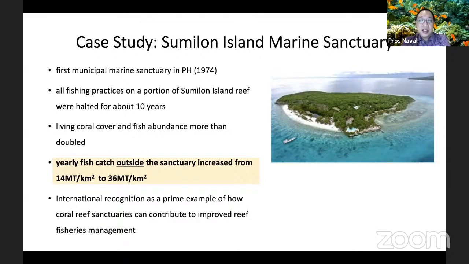So this is an example of how important these marine protected areas are. No? So this, the spillover effect, is actually accepted by scientists nowadays. So it really does help in increasing the fish even outside the sanctuary.